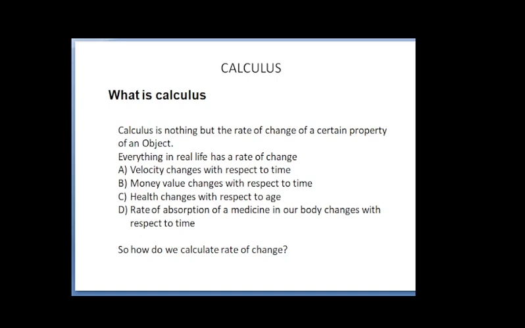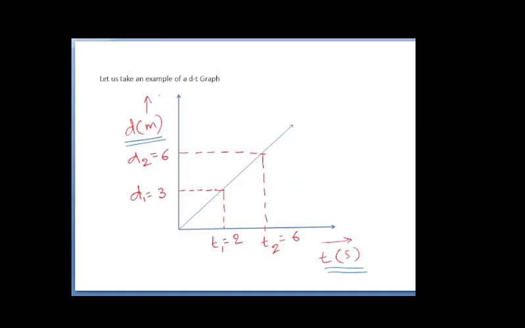So let us take a small graph, which is a d-t graph. On the y-axis we have distance, on the x-axis we have time. Let us take 2 points on this graph. One is over here and the second point is over here. Now let us say the time value over here is t1 equal to 2 and the distance it covers is 3 meters. Let us say another instance of time, which is t2 equal to 6 seconds, and the distance it covers is 6 meters.